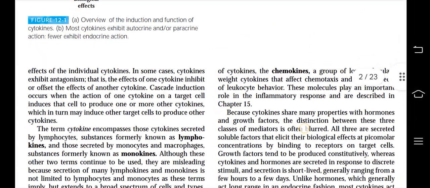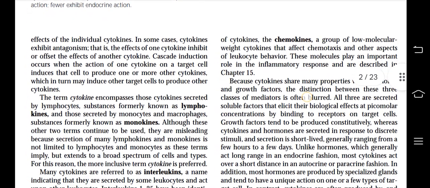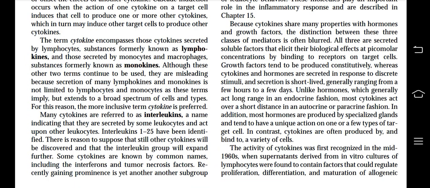Then next we'll be learning about the term cytokine. It encompasses those cytokines secreted by lymphocytes, substances formerly known as lymphokines, and those secreted by monocytes and macrophages, substances formerly known as monokines. Although these other two terms continue to be used, they are misleading because secretion of many lymphokines and monokines is not limited to lymphocytes and monocytes, as these terms imply, but extends to a broad spectrum of cells and types. For this reason, the more inclusive term cytokine is preferred.